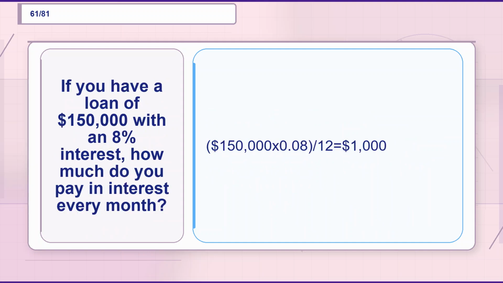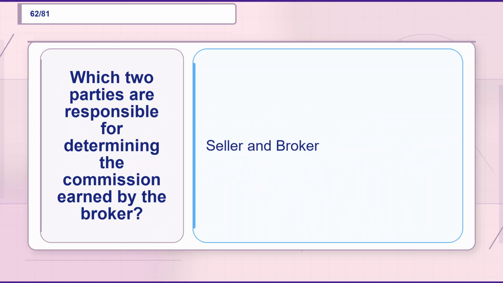Flashcard 61. Term: if you have a loan of $150,000 with an 8% interest, how much do you pay in interest every month? Definition: $150,000 × 0.08 / 12 equals $1,000.